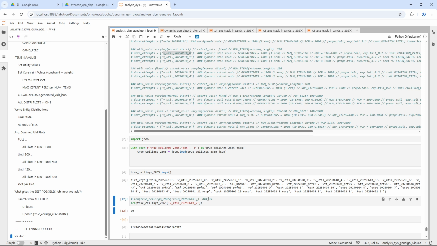Well, considering that I got 39 unique true ceilings from the vanilla run, and I got 20, or maybe sometimes 4, or in this iteration 20, from this setting where only the utility values were set to vary, I think it's quite decent. The fluctuations in the utility values don't seem to have impacted the entire process that negatively.